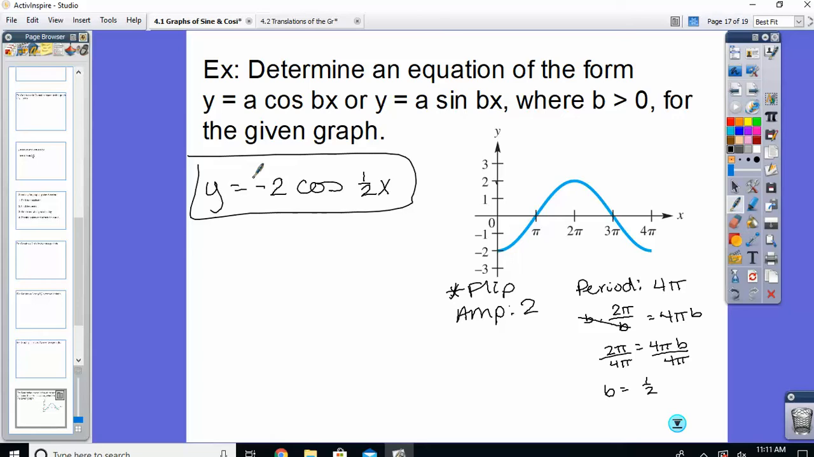You can just look at the picture and tell if it needs a negative in front and the amplitude, and then the period you just worked out. 2 pi divided by b equals the length of time until it repeats. I'm going to put one up here and I want you guys to try to come up with an equation. Are there any questions on this one first?